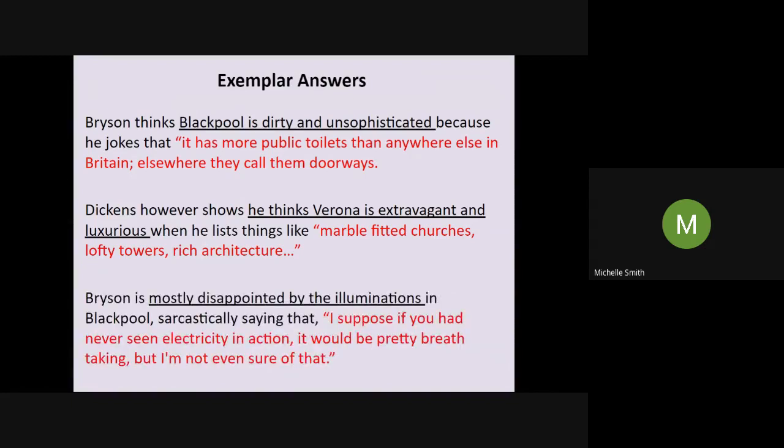Okay, next. Bryson is mostly disappointed by the illuminations in Blackpool, and here we've got a sarcastic tone. He says, "I suppose if you had never seen electricity in action, it would be pretty breathtaking, but I'm not even sure of that." I think that's quite funny. So again, he's trying to use humour to get across to us how disappointed he is and how rubbish he thinks Blackpool is.